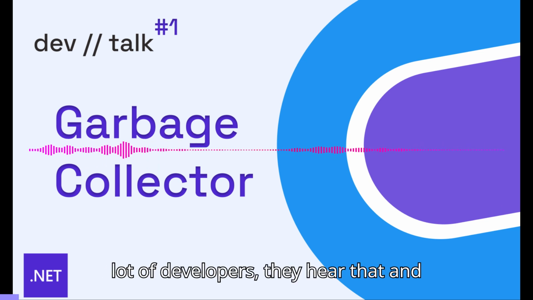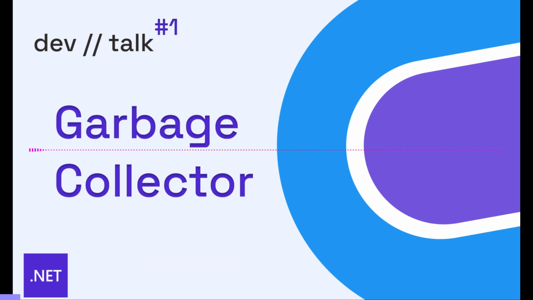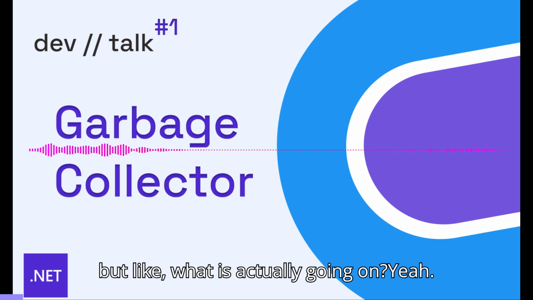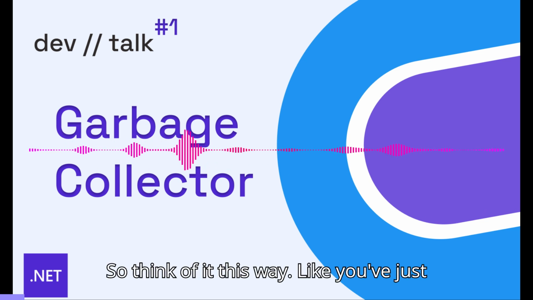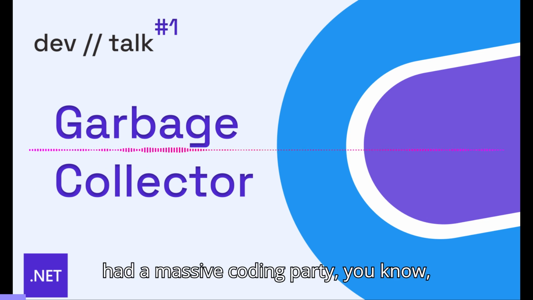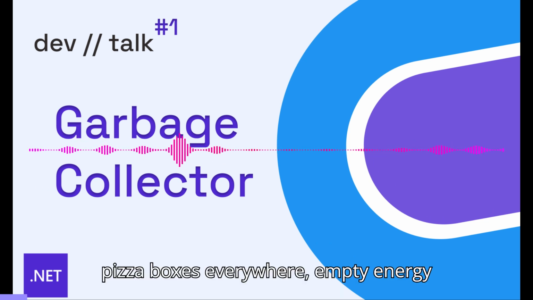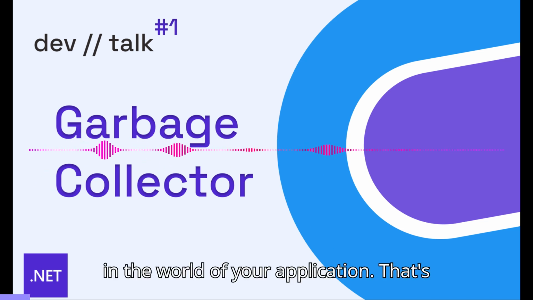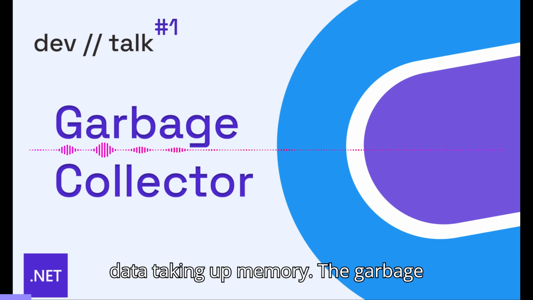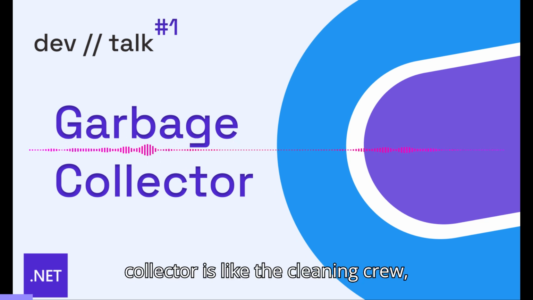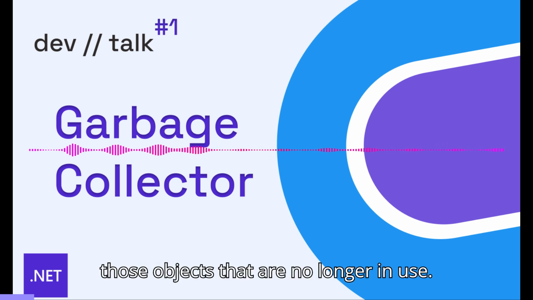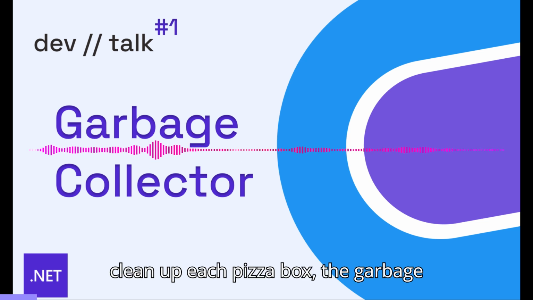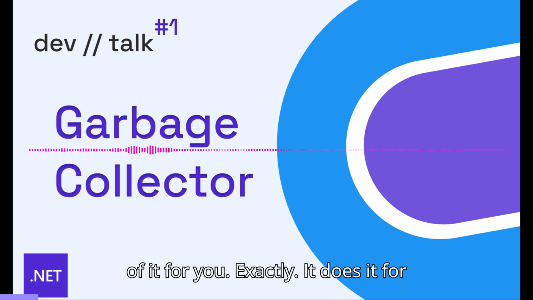I think a lot of developers hear that and kind of nod along like, yeah, I know what that is, but what is actually going on? So think of it this way. You've just had a massive coding party. Pizza boxes everywhere, empty energy drink cans, all that stuff. In the world of your application, that's data taking up memory. The garbage collector is like the cleaning crew that swoops in and cleans up all those objects that are no longer in use. So instead of us having to manually clean up each pizza box, the garbage collector takes care of it for you. Exactly. It does it for you.